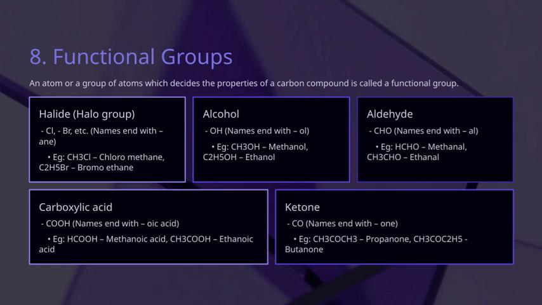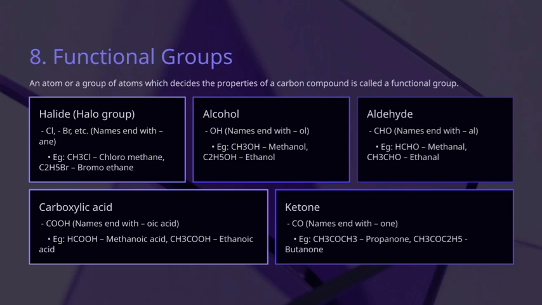Let's look at some common examples of functional groups and their naming conventions. For aldehydes, we have HCHO, which is methanal, and CH3CHO, known as ethanal. Notice that aldehyde names typically end with the suffix -al. Moving on to ketones, an example is CH3COCH3, called propanone, and CH3COC2H5, which is butanone. Ketone names usually end with -one.